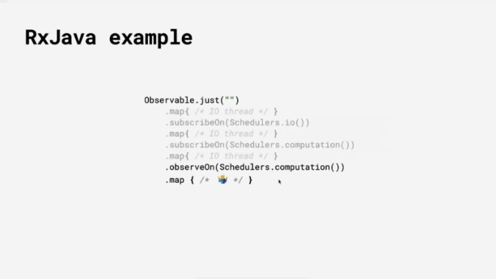Combined with another operator, RxJava has two operators to switch the thread. One is subscribeOn and the other one is observeOn. This leads to a very confusing behavior, and it's super hard to understand. It's like a face palm moment.